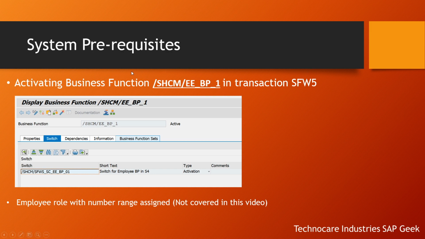Also, one of the system prerequisites is the employee role generation and the number range. So let's say we want to create an employee with range, let's say ZEMP, and the number range for that is assigned from, let's say, 37 times 0 to 47 times 0.